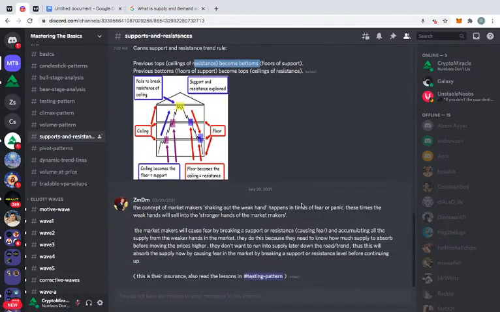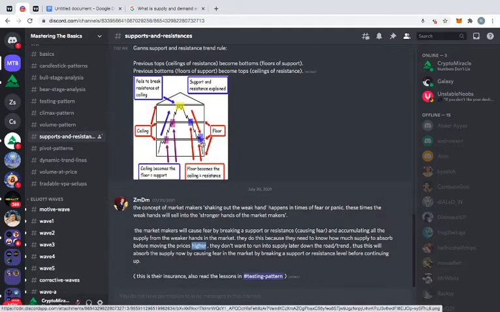Okay. So the concept of market makers shaking out the weak hands happens in times of fear and panic. In these times weak hands will sell into strong hands, the market makers. The market makers will cause fear by breaking support and resistance, accumulating all of the supply from the weaker hands. This is like a stop hunt. They do this because they need to know how much supply to absorb, testing theory, before they move the price higher, right? So they break low prices to see how much supply is actually in the market and to accumulate. So they'll break right here just to see how much supply. You can see that was a huge supply.